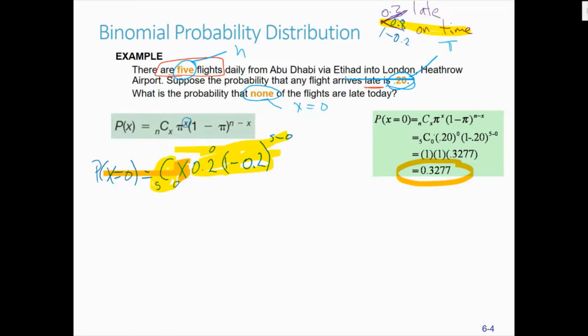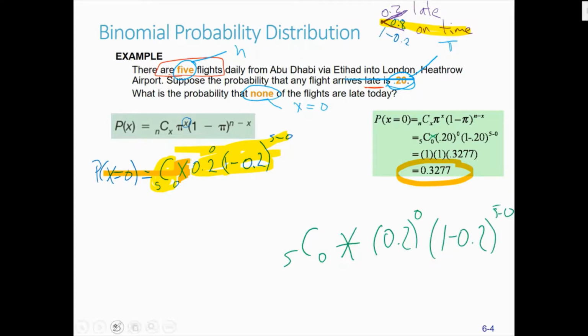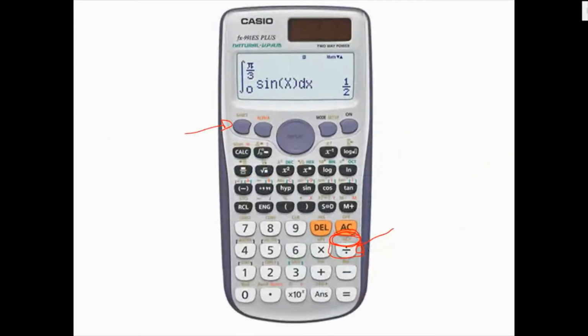Okay, and you see here that the one thing you want to make sure you know is when you put it in your calculator, you put a multiplication between the 5C0, and then you put multiplication and you continue with your calculation of 0.2 to the power of 0, 1 minus 0.2, 5 minus 0. Okay, this multiplication sign here is very important. Okay, all right. So now, here I showed you already that the combination can be accessed from your calculator by doing shift.